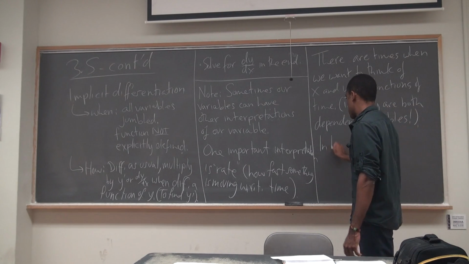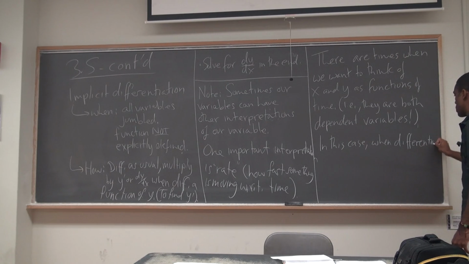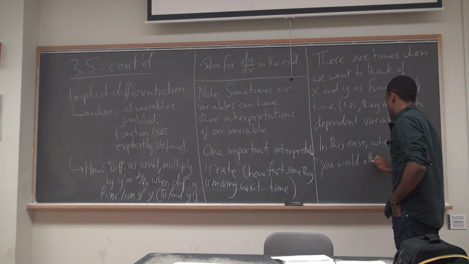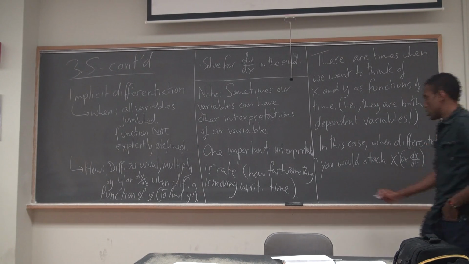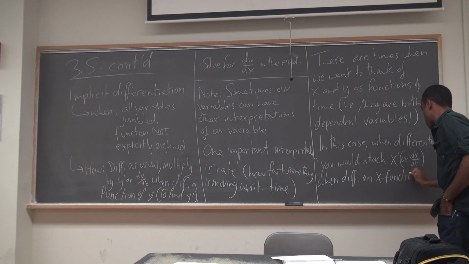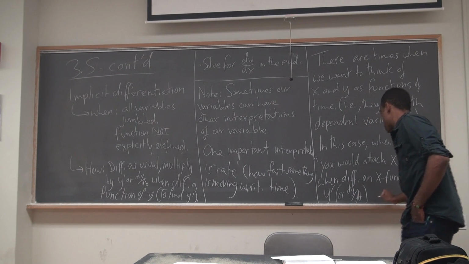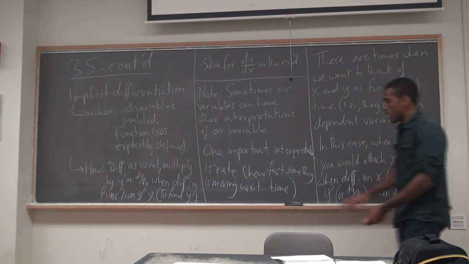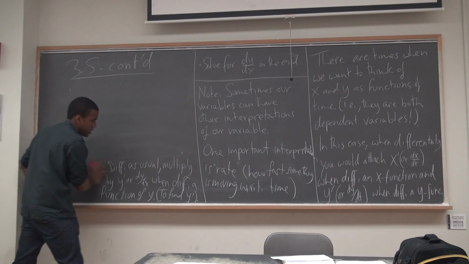In this case, when differentiating, you would attach x prime, or dx dt as we call it, when differentiating an x function, and y prime, or for emphasis dy dt, when differentiating a y function. So sometimes our x and our y can both be dependent variables, where my input variable, the independent one, is time. And I'm trying to see how the variables x and y change in relation to time itself.